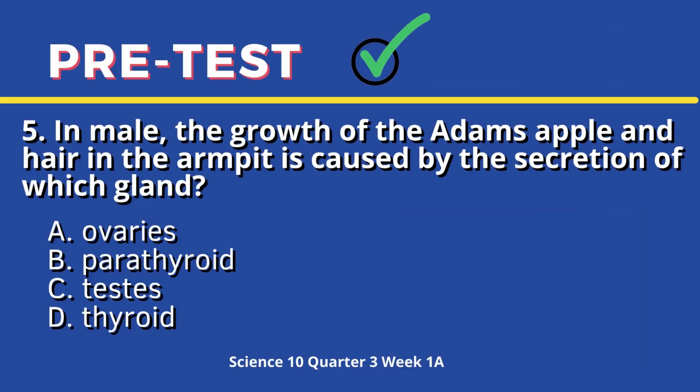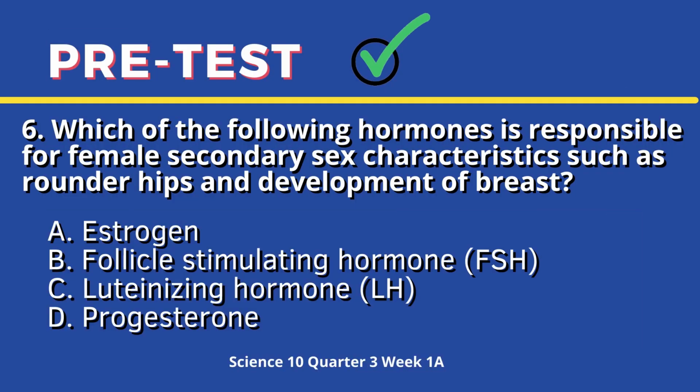5. In male, the growth of the Adam's apple and hair in the armpit is caused by the secretion of which gland? A. Ovaries. B. Parathyroid. C. Testes. D. Thyroid. 6. Which of the following hormones is responsible for female secondary sex characteristics such as rounder hips and development of breast? A. Estrogen. B. Follicle stimulating hormone. C. Luteinizing hormone. D. Progesterone.